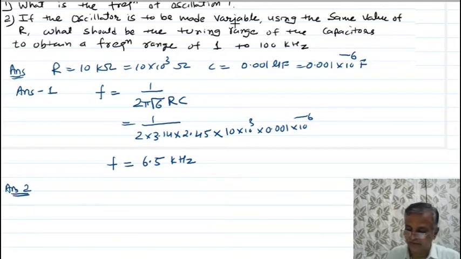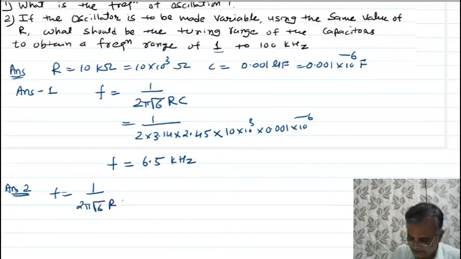If the oscillator is to be made variable using the same value of R, meaning you keep the same R, what should be the tuning range of the capacitor to obtain a frequency of 1 to 100 kilohertz? Whenever they mention it like this, 1 to 100 kilohertz means you want to vary the frequency from 1 kilohertz to 100 kilohertz. You know the frequency F is equal to 1 upon 2 pi root 6 RC. They are asking, when F1 is equal to 1 kilohertz and R is equal to 10 kilo ohms, what is the value of C1?